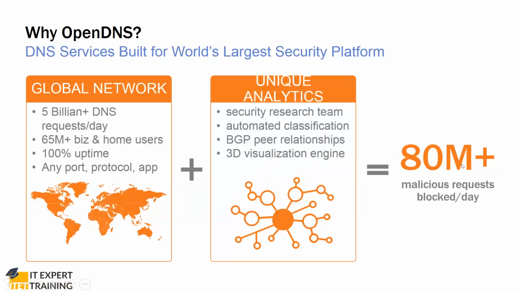Here you can see 80M plus malicious requests blocked per day. That means once you move all your DNS requests to OpenDNS, that means Cisco Umbrella in the cloud, they integrate with multiple researchers, and everything is filtered in the cloud. So when your traffic is going there, it will get filtered and cleaned, then it will go to the destination.